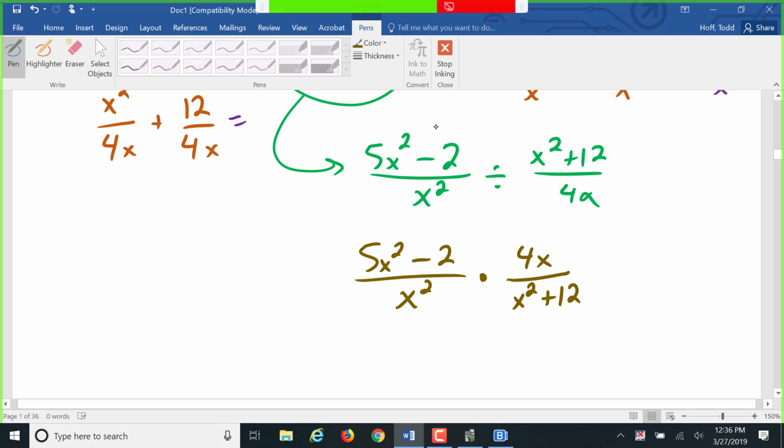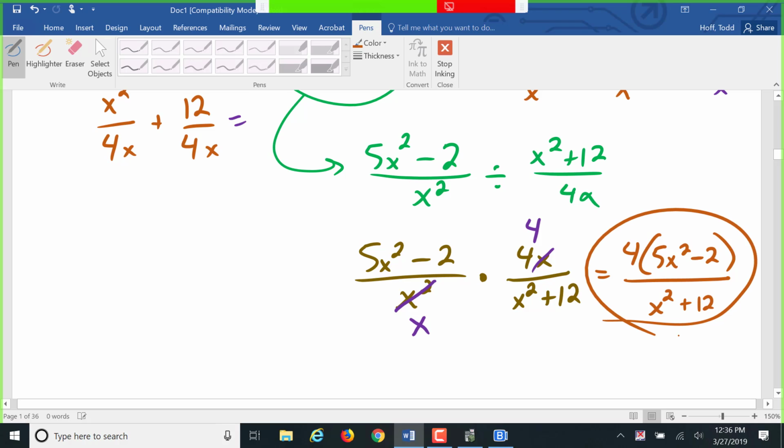And now there's some cross-canceling we can do. Can anybody tell me what I can cancel out here? Perfect. X squared and 4x can both be divided by x. X squared divided by x is just x. 4x divided by x is just 4. And that's going to become 4 times 5x squared minus 2 over x squared plus 12. Any questions?